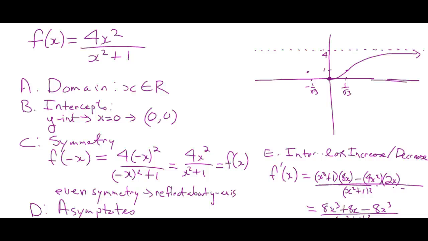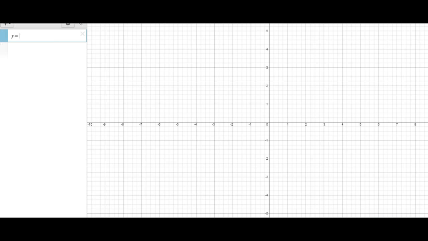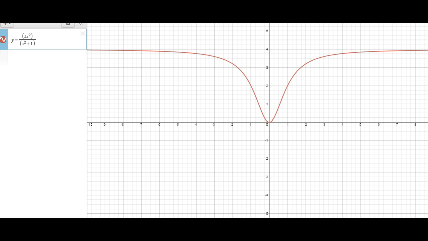I can do this. Okay, what is it? It's called, oh, it's concave up. Wow. That was weird. The hand wouldn't sketch the left side. So y equals 4x squared over x squared plus 1, and there we go.